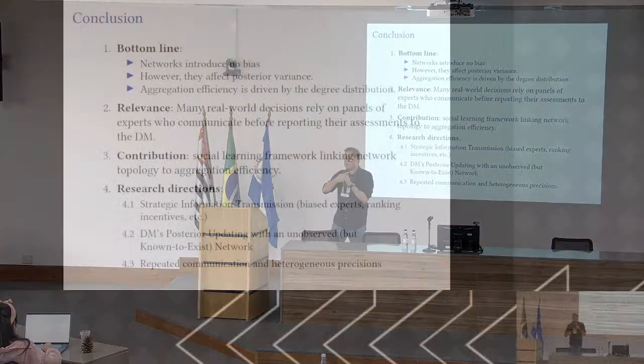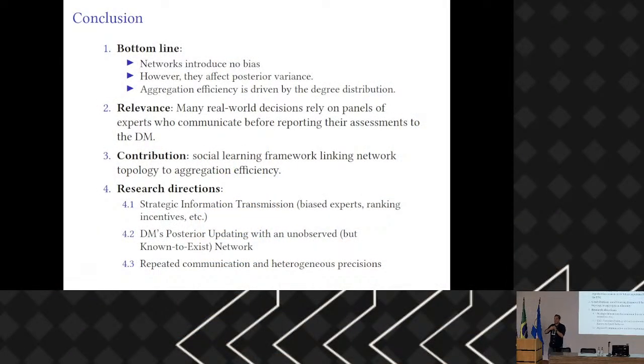So I'm assuming agents are equally precise. The only layer of heterogeneity is the network structure itself. So I could have a second layer of heterogeneity, which is to say who is more accurate, right? Maybe the central node is more accurate, maybe the peripheral is more accurate, and so on.